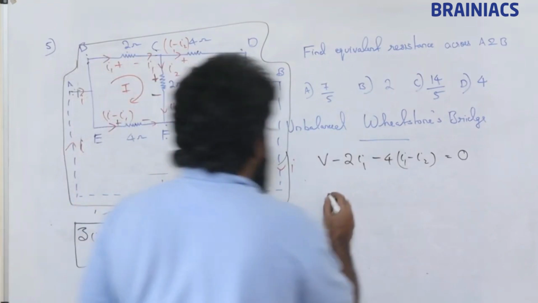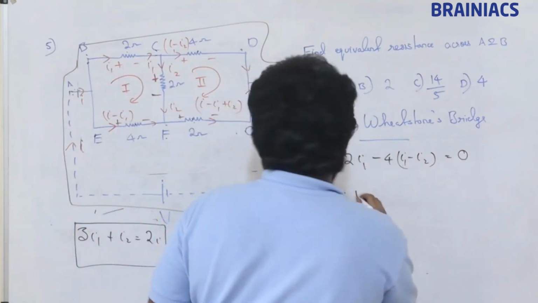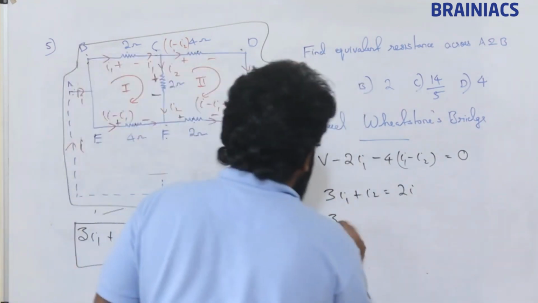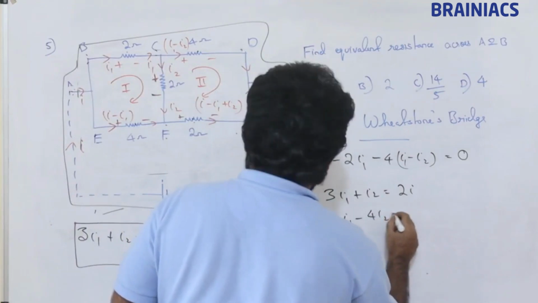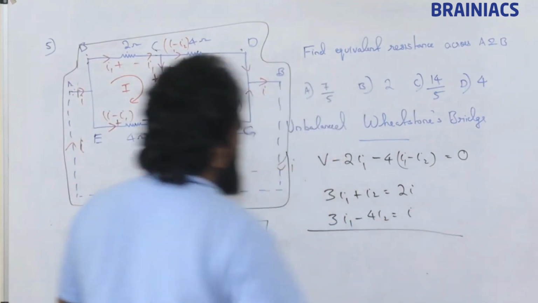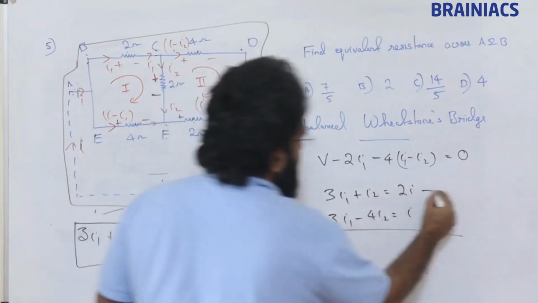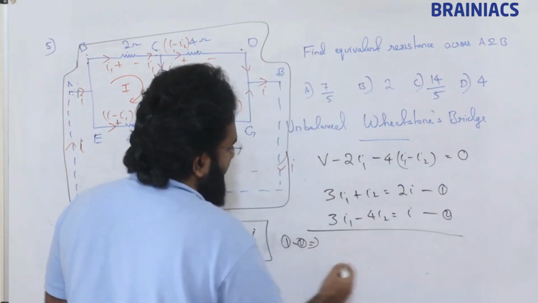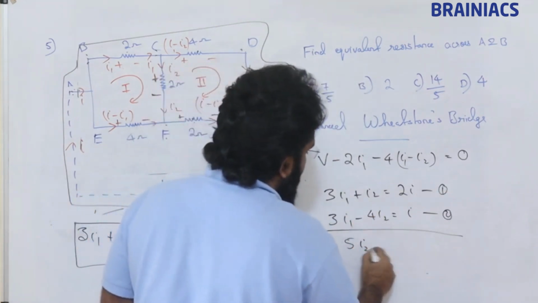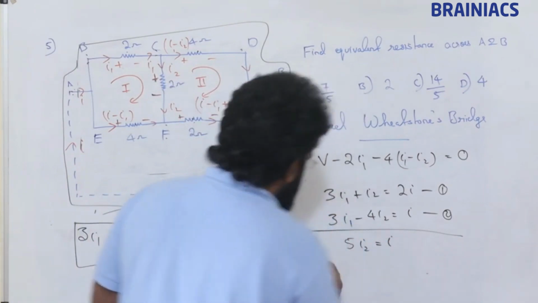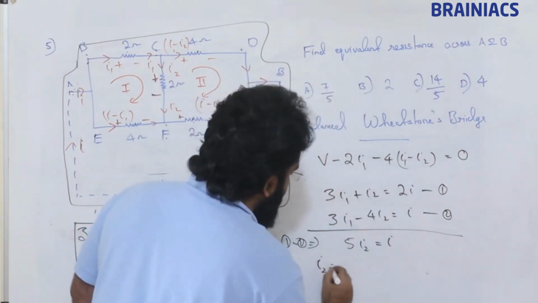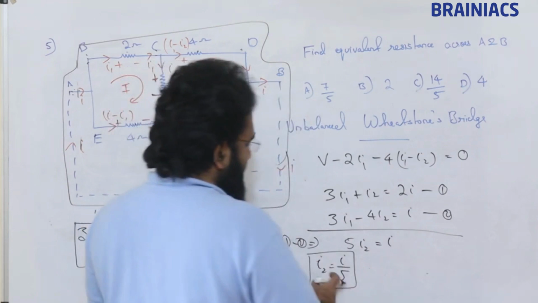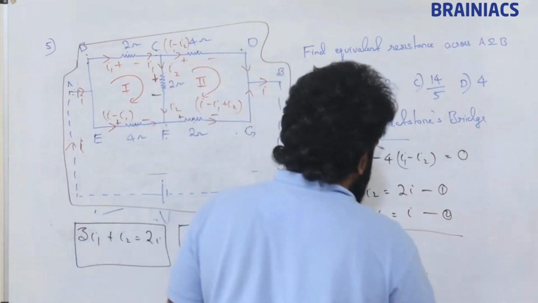So equation 1 and 2: 3i1 plus i2 is equal to 2i, and here it is 3i1 minus 4i2 is equal to I. This is equation 1 and this is equation 2. So 1 minus 2, this is going to be 5i2 is equal to I. So we got I2 is equal to I by 5. If we substitute in any of the equations, we will be getting the other one.